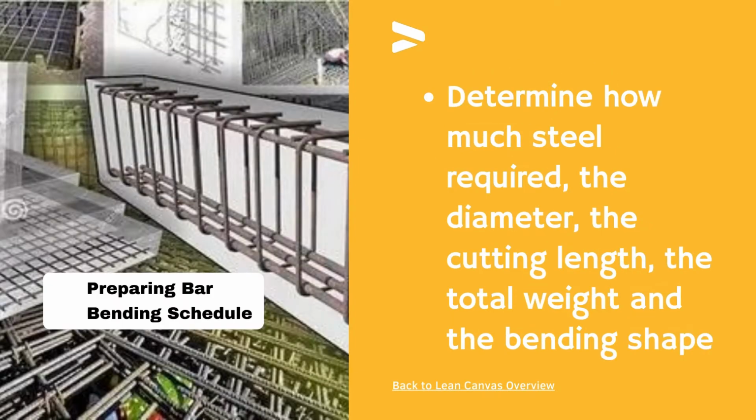the drawing. Preparing bar bending schedule. This is an extremely significant sheet that a civil engineer must both study and prepare. In short, it's known as the BBS sheet. In BBS, the engineer has to determine how much steel is required, the diameter, the cutting length, the total weight and the bending shape. The civil engineer provides the cutting length and its number so the steel worker can do the steel cutting and bend accordingly. BBS also helps in preparing the bill of work.